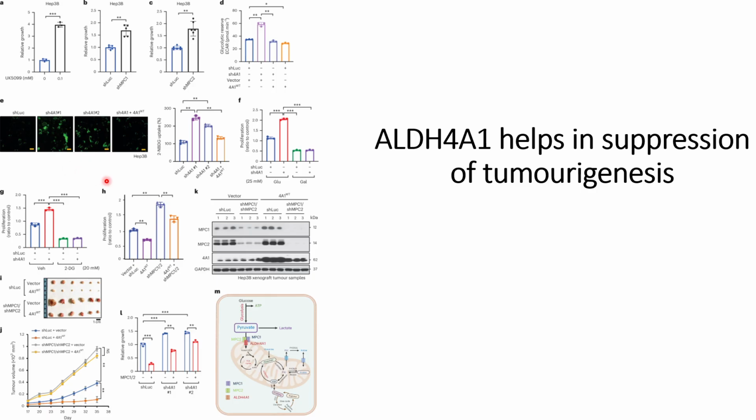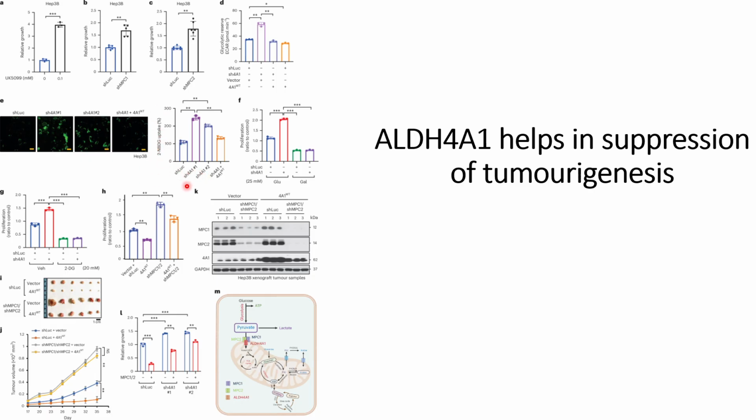Here in the panel they show the immunofluorescence image, where they use the ALDH4A1 knockdown and can see an increase in the glycolytic signals. But when they reintroduce wild type ALDH4A1 in the knockdown cells, they again see a decrease in the glycolytic rate. Quantifications are shown on the right-hand side, showing 2-NBDG uptake under different conditions.